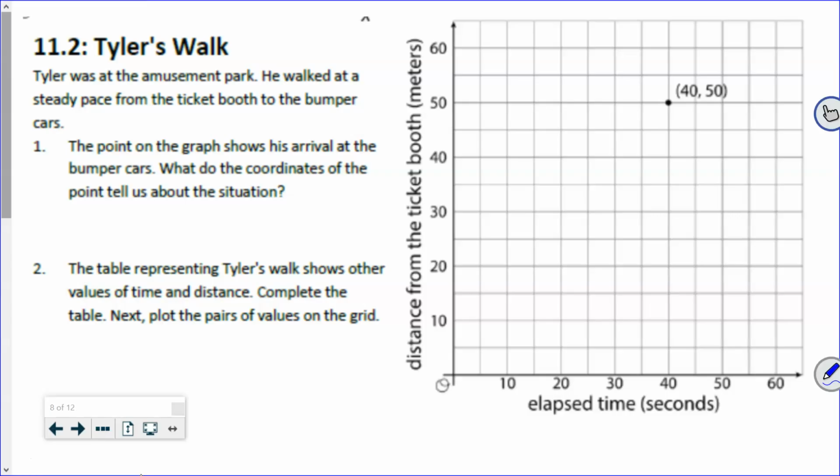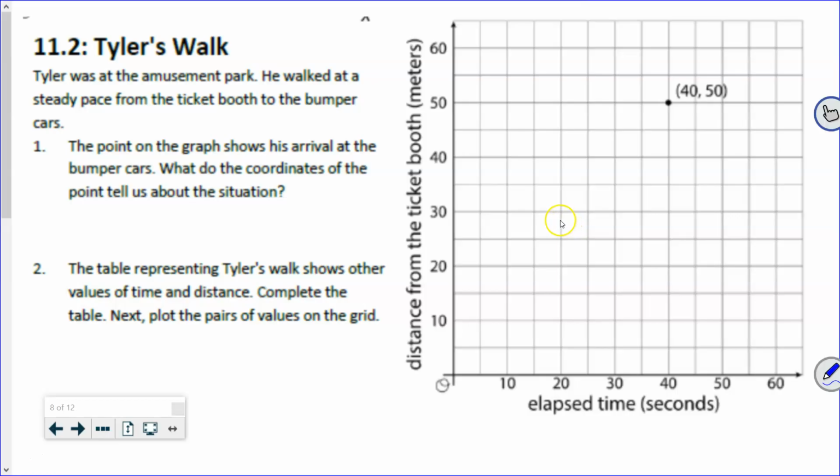Let's take a look at the rest of the information. The point that's on the graph, see it? It shows his arrival at the bumper cars. And we have the coordinates 40, 50. What do those coordinates tell us about the situation? Talk with your group members. Let's be prepared to write it down. What does this 40, 50 mean as Tyler is walking to the bumper cars? 60 seconds, ready, set, go. Online learners, pause the video.